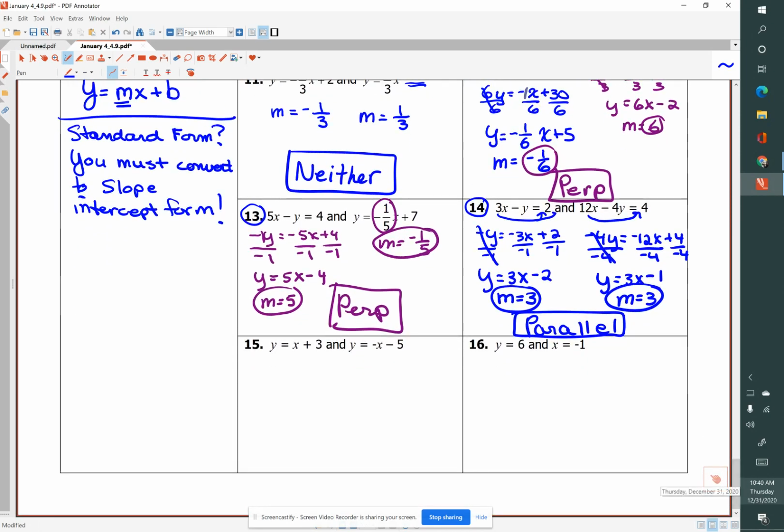Now the last two problems of the day. Both of these, number 15, are in slope-intercept form. So the slope for x is 1. We have an invisible 1 there. So m equals 1. We also have an invisible 1 here, but we've got a negative sign in front of it. So the slope here is negative 1. 1 and negative 1 are negative reciprocals of each other. So these are perpendicular lines.